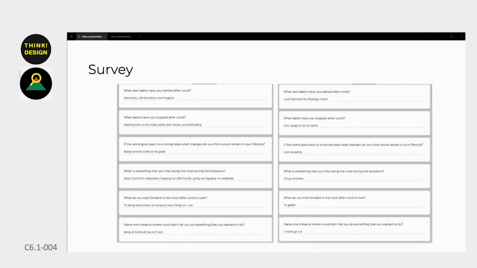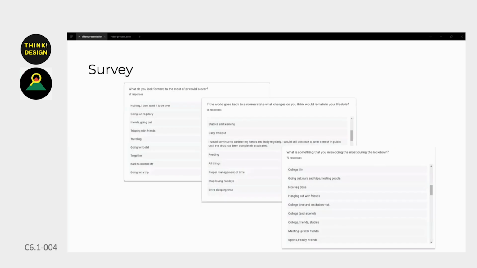We asked questions like what new habits have they started after COVID, what things they do in life have stopped due to COVID, and what would they love to do once the pandemic is over. And most of the answers included they want to go out, go on vacation trips with family, friends, relatives, they want to socialize, and they want to work out, exercise. All these were the most common answers.